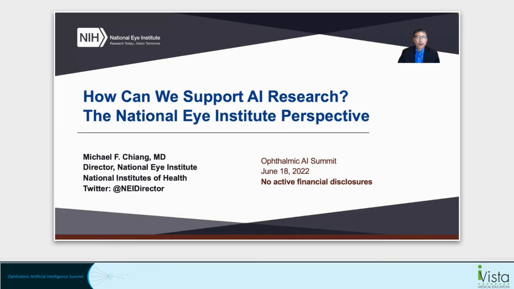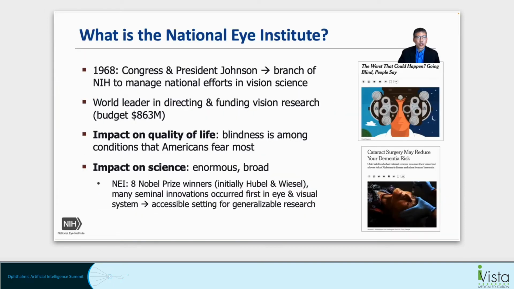Well, thank you very much for the opportunity to speak. I'm Michael Cheng, Director of the National Eye Institute, and I'll be speaking from the National Eye Institute's perspective about how we can support research in artificial intelligence. And if you're interested in what we're doing at the National Eye Institute, follow us on Twitter at NEI Director. We're really interested in trying to post information about things like grant opportunities and just news of interest to the community. So I will just begin by talking about what we do at the National Eye Institute.